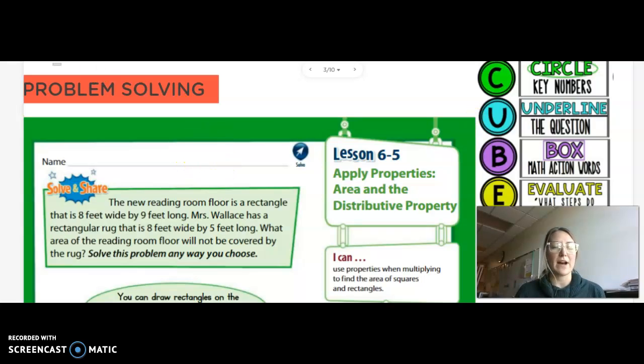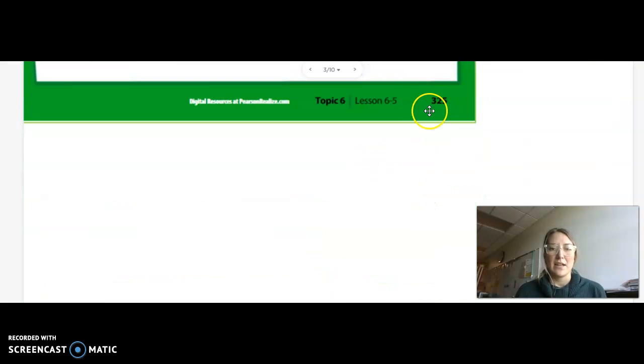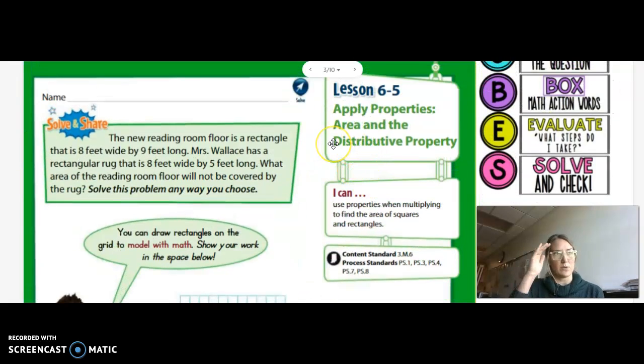So make sure that you are following along either in your book or on your Class Kick assignment. It is page 325 in volume 1 if you want to follow along in your book. Make sure you upload the picture if you decide to do that. All right, let's read through the question.